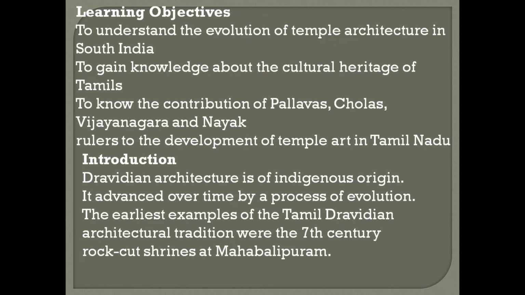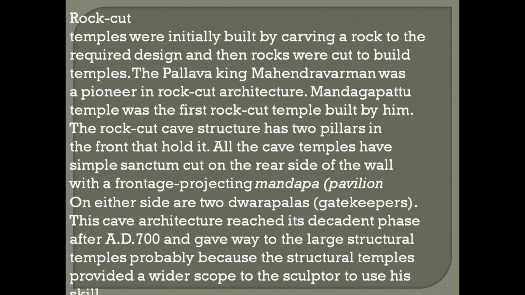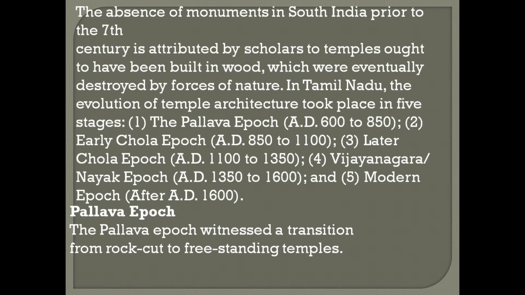Introduction. Dravidian architecture is of indigenous origin. It advanced over time by a process of evolution. The earliest examples of the Tamil Dravidian architectural tradition were the 7th century rock cut shrines at Mahabalipuram. The absence of monuments in South India prior to the 7th century is attributed by scholars to temples having been built in wood, which were eventually destroyed by forces of nature.